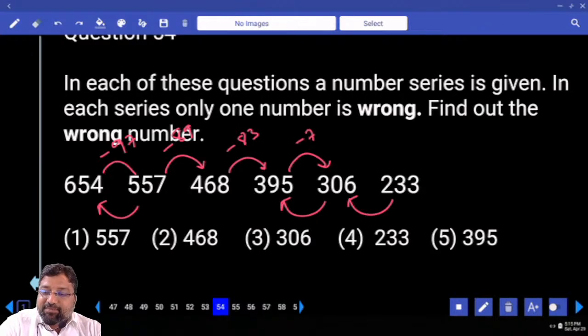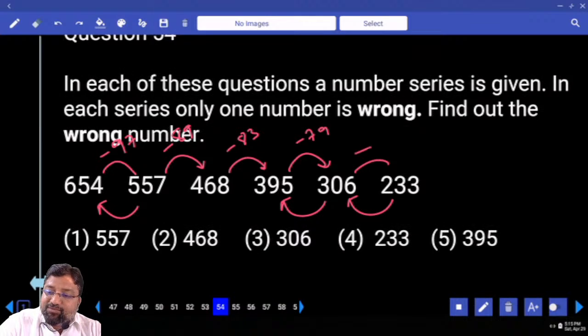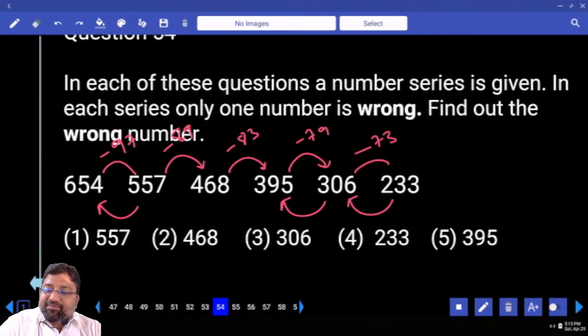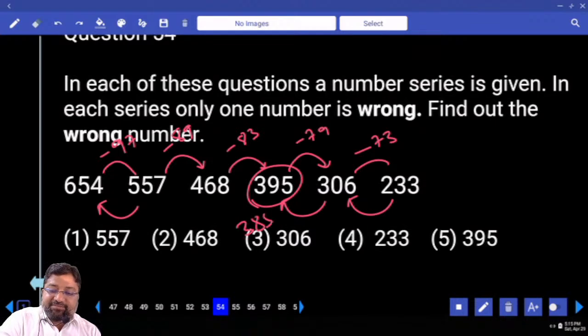Tell me the prime numbers. 79, and before that, 73. 306 minus 73 is 233, right? 468 minus 83, how much? Come on, fast. 385. But what came here? 390. Done? So 385 minus 79 obviously is 306.